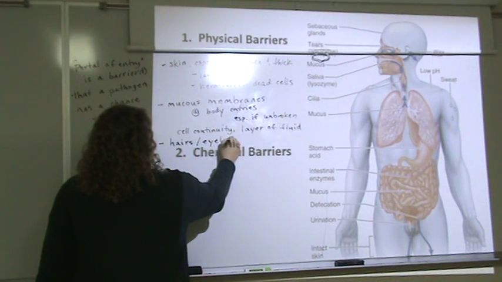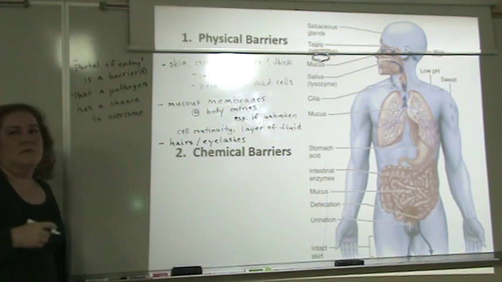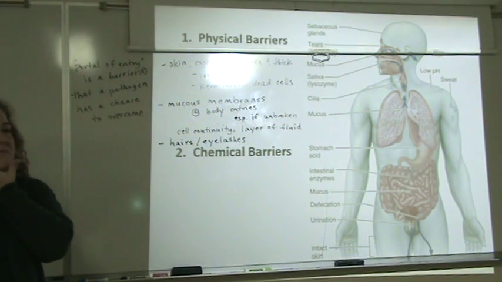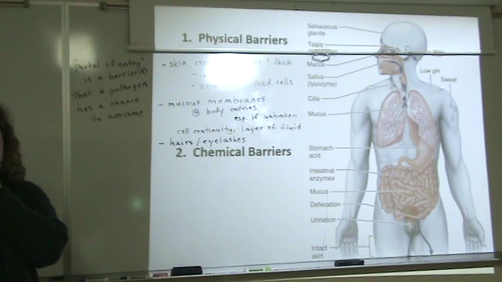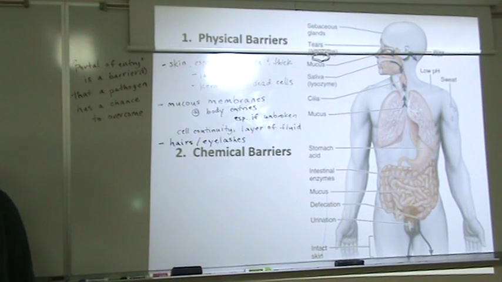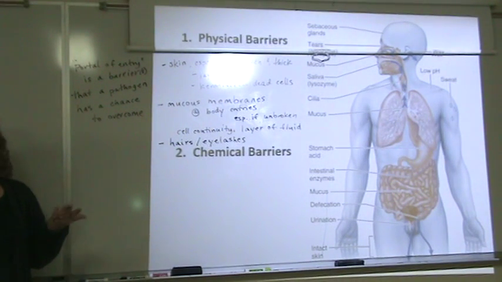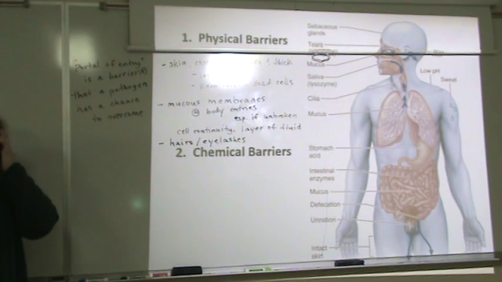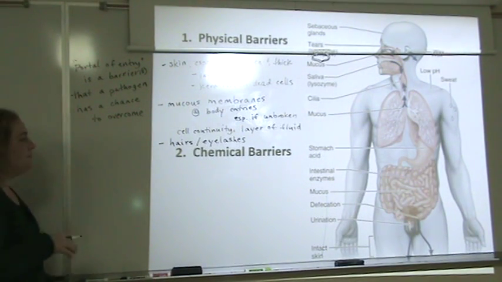Hairs and eyelashes. Nose hairs, ear hair, if you have ear hair, eyelashes, if you have eyelashes. Those are physical barriers to prevent microbes from getting deeper. May not be the best in the world, but they do help. And they do trap, and they do form a barrier. So the physical ones are pretty easy to understand. It's a wall, it's a layer, it's some hairs that are blocking entry deeper to the body.